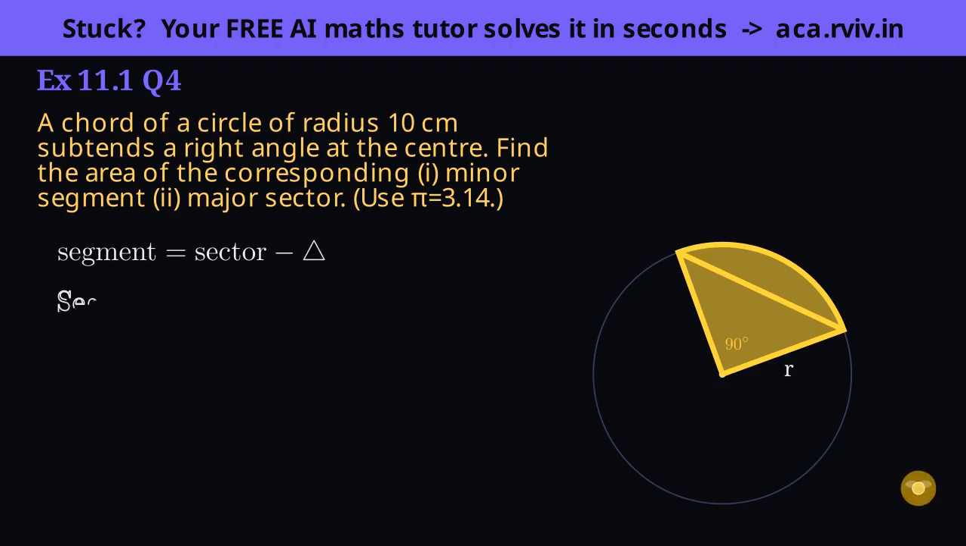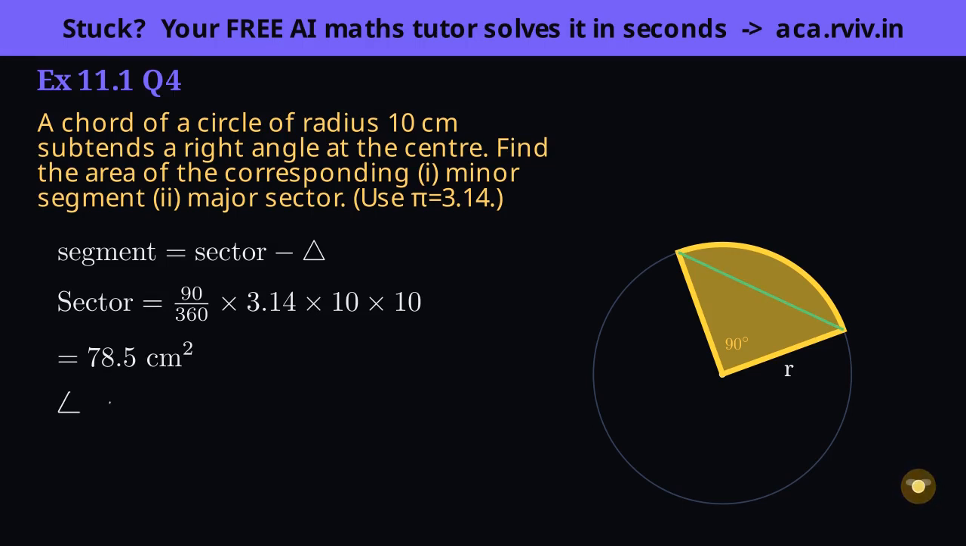The sector first. A 90-degree slice is 1/4 of the circle, and here we use pi as 3.14 because the question tells us to, and 10 isn't a multiple of 7. 1/4 of 3.14 times 100 gives 78.5 square centimeters for the sector. That's the pi slice. Now we remove its triangle.